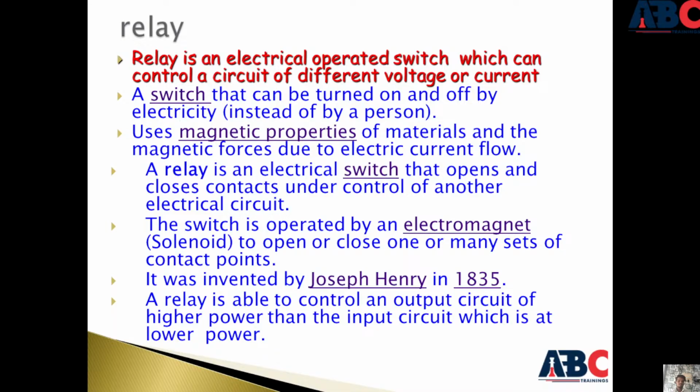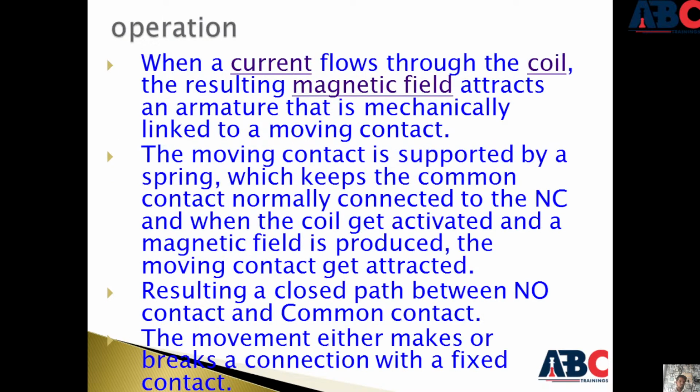A relay is able to control an output circuit of a higher power than the input circuit, which is at a lower power. Next point is the operation. When a current flows through the coil, the resulting magnetic field attracts an armature that is mechanically linked to a moving contact. The moving contact is supported by a spring which keeps the common contact normally connected to the NC.